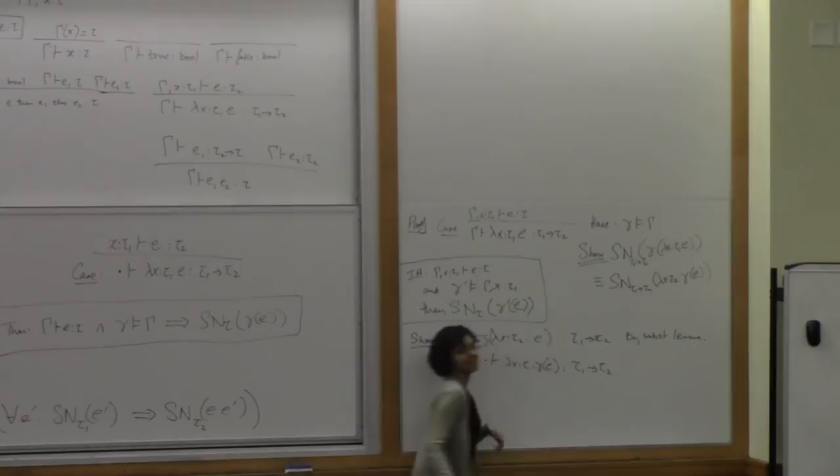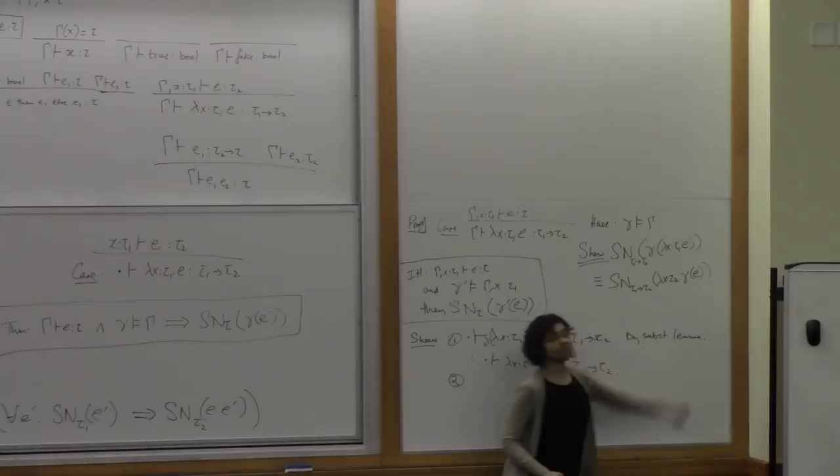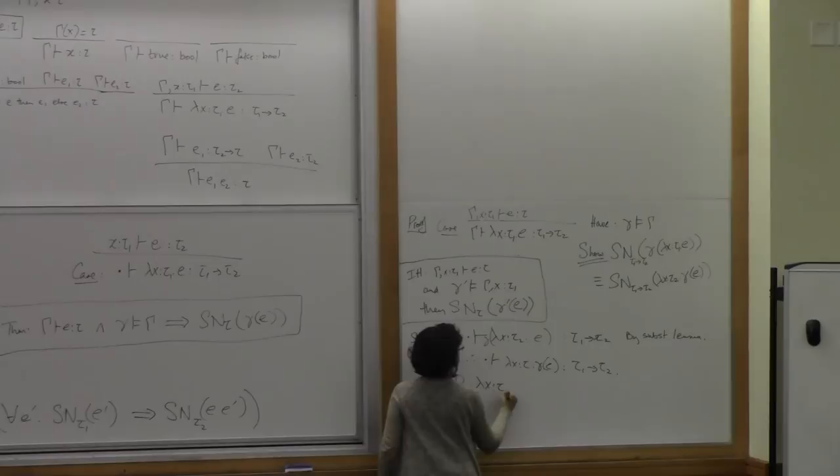Part two. We need to show that this lambda terminates, but it's already a value. So we're good, right? We needed to prove that lambda x colon tau 2 dot gamma e terminates. It's already a value, so we're good.